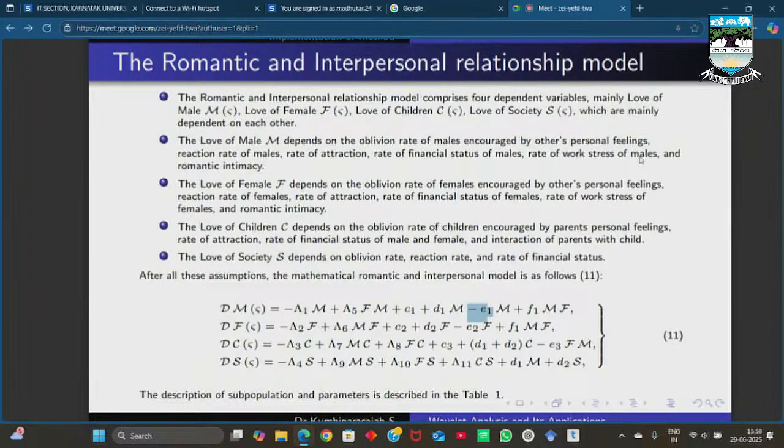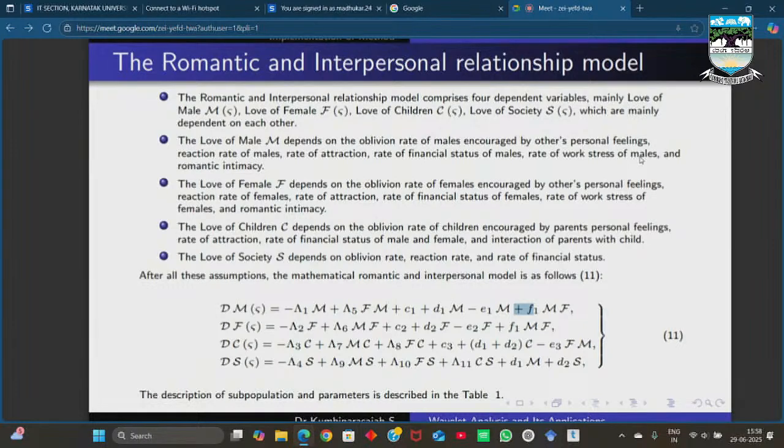And similarly, F1 represents the romantic intimacy of the male with the female. So therefore, obviously, the love will be increased. So I represent it as a positive F1. In such a way, the rate of change of love of the male varies depending upon these parameters.